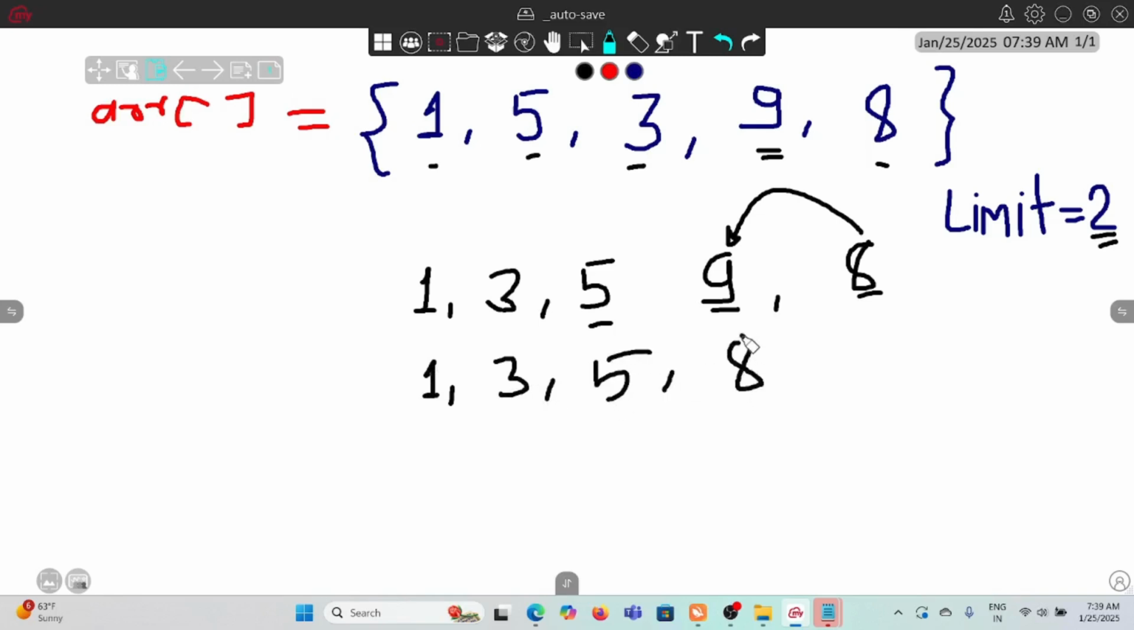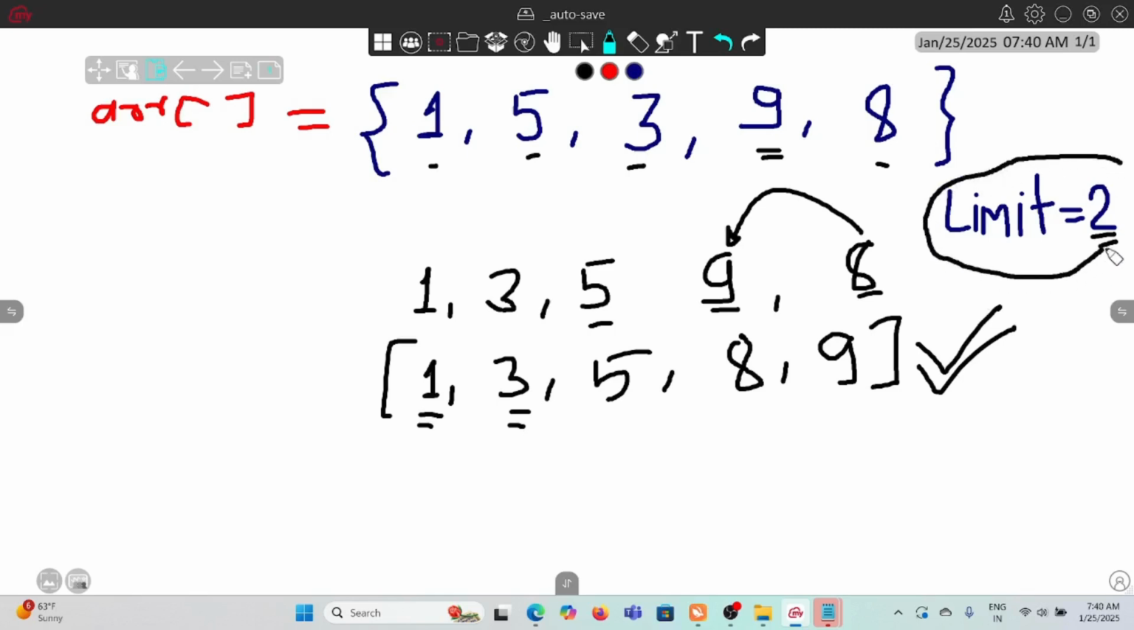This is basically the lexicographically smallest array possible. Lexicographically smallest is nothing but the smallest number should be the very first, then the next is the smallest, but we can do that within the limits only. If this limit was not given to us, we could have simply sorted this array. But here a limit is given, so the swap makes sense. Only when the difference is within the limit is a swap possible, and using those swaps we have to make the smallest array.